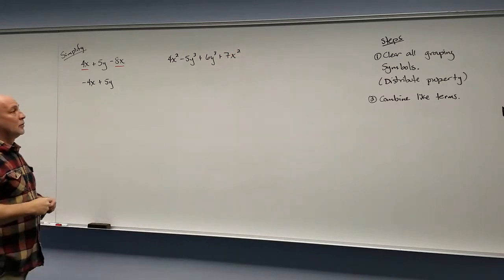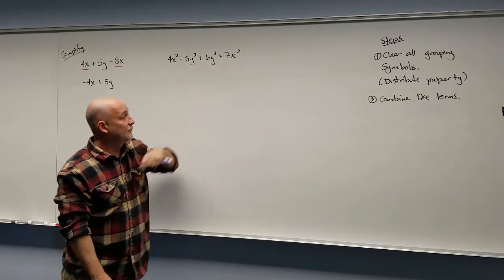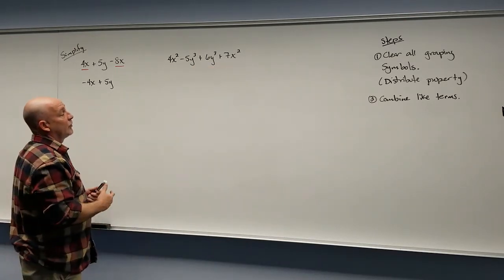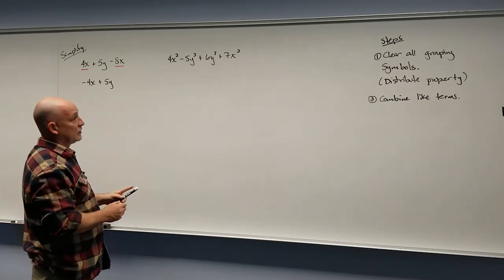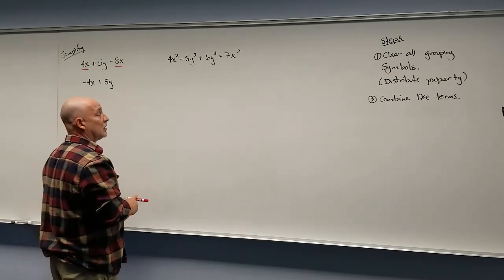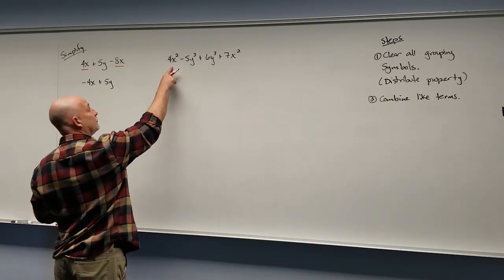Okay. Here we have another expression. This expression has 1, 2, 3, 4 terms. So since we have 4 terms in this expression, we want to see if we can simplify it. The easiest way to do this is following our steps. Clear all grouping symbols. We don't have any grouping symbols. Start with the first term.